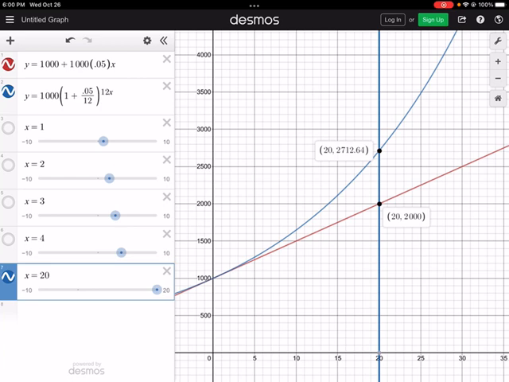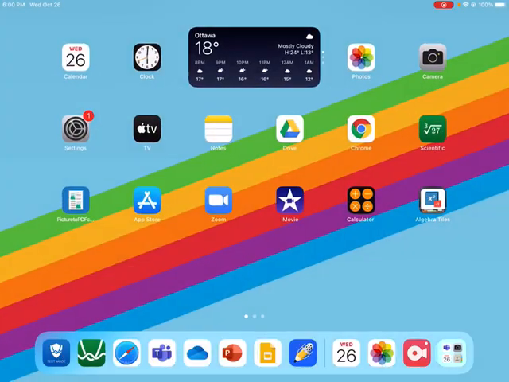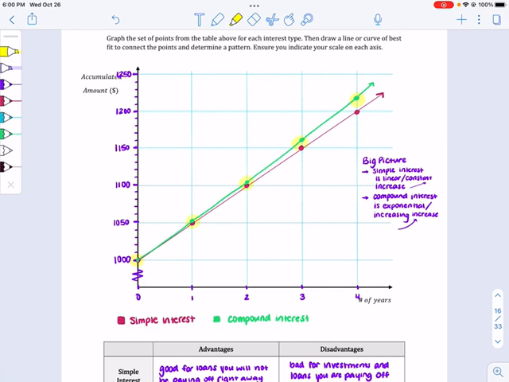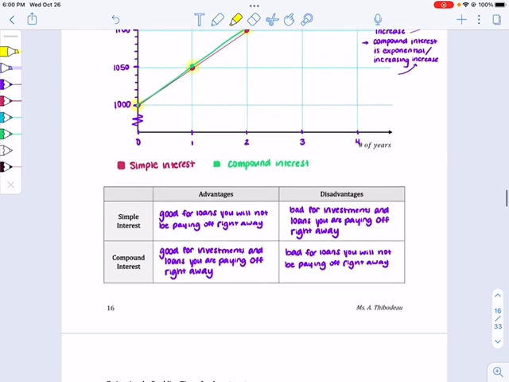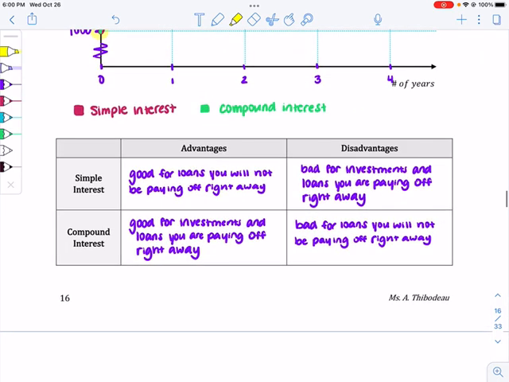So simple interest, yeah, it doesn't make a big difference in the short term, but in the long term can be huge. And so that is what we were hoping to get across in the big picture thoughts when comparing the two of these investment types and the interest types. Here are some advantages and disadvantages. So realistically, compound interest is the best for most of the investments and loans we will use in our lives.